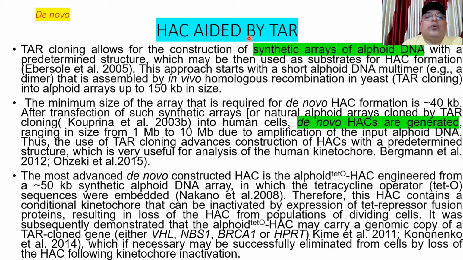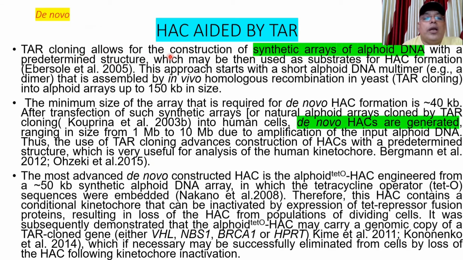Now, how TAR aids in human artificial chromosome formation, how human artificial chromosomes can be constructed with the help of TAR. And this construction is the de novo construction, that is the bottom-up approach. That is, we are not modifying a pre-existing chromosome, rather we are constructing a new chromosome afresh.